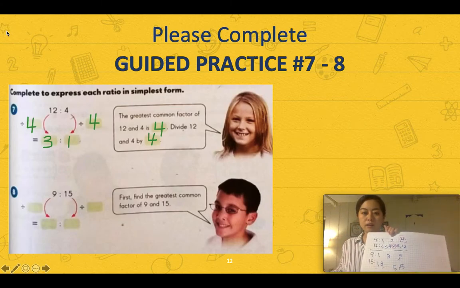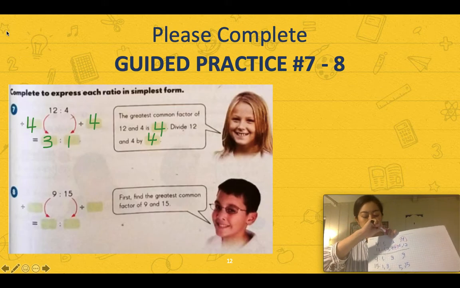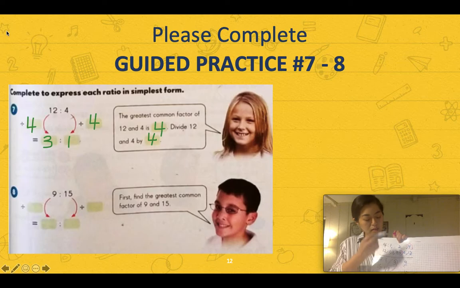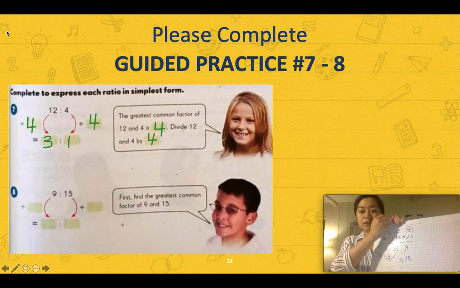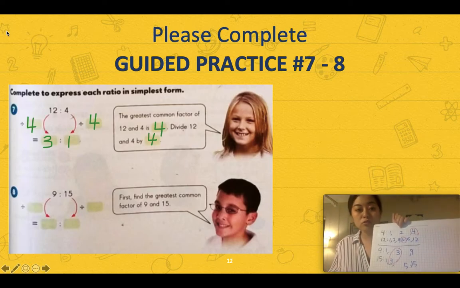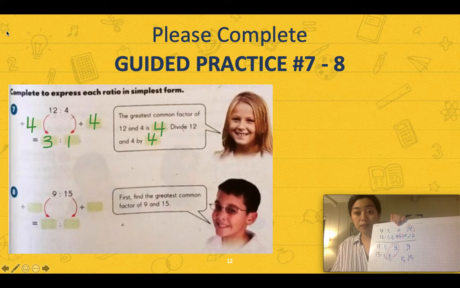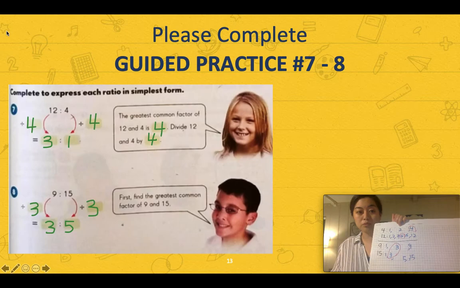So the greatest common factor is, let me see, 1 is a common factor, 3 is a common factor, 5 no, 9 no, 15 no. So it looks like 3 is the greatest common factor. And now, because I want to simplify it, I need to divide, right? Because I need my terms and my ratio to get smaller, to be in simplest form. So I'm going to divide by the greatest common factor of 3, and I get 3 to 5.